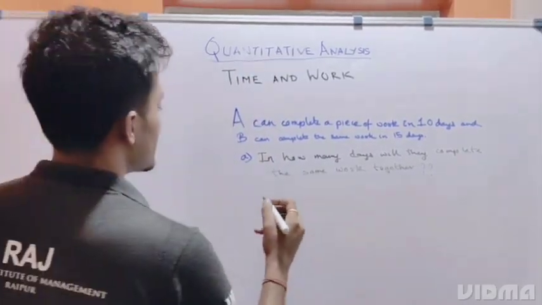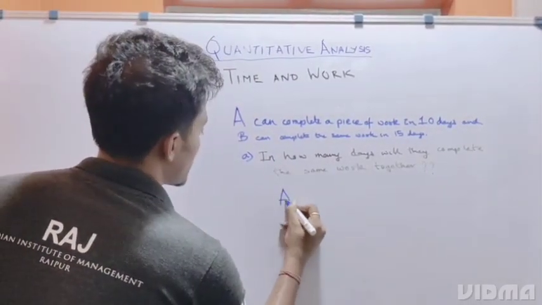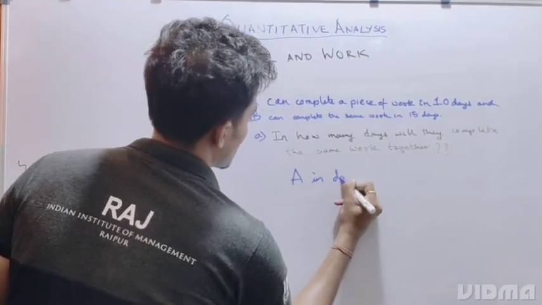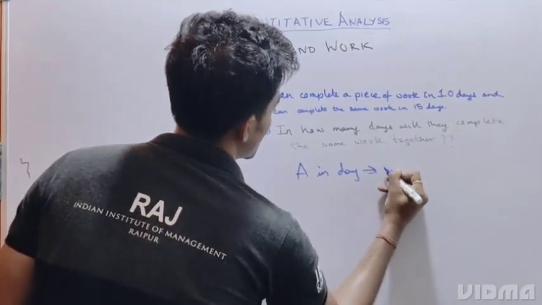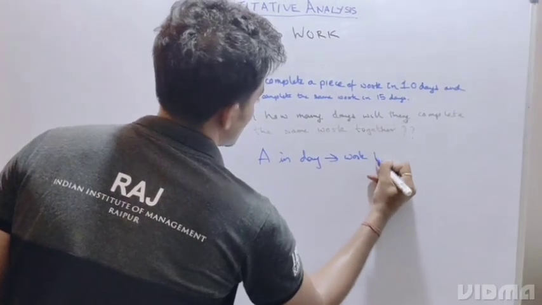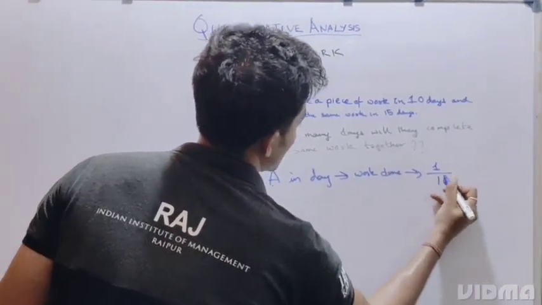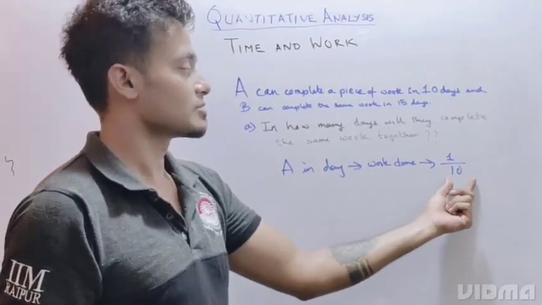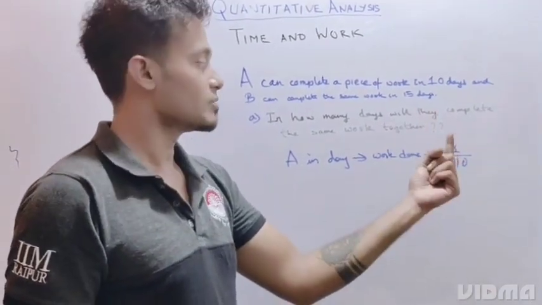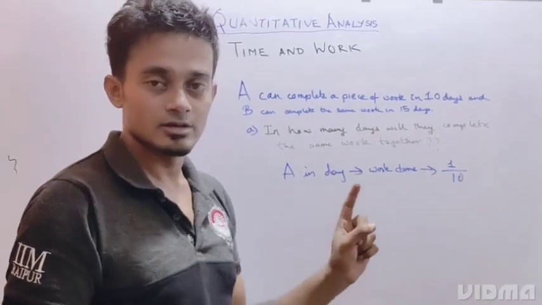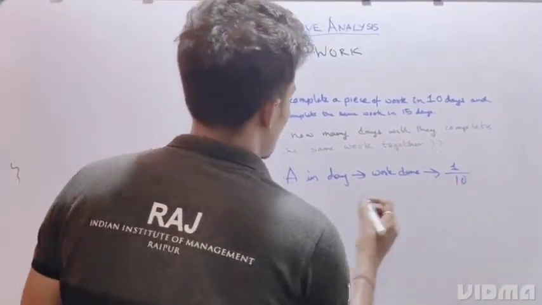So A, in one day, how much work will he do? Work done by A in one day will be 1 by 10, because A takes 10 days to complete the work. In one day he will do 1/10th of the work.